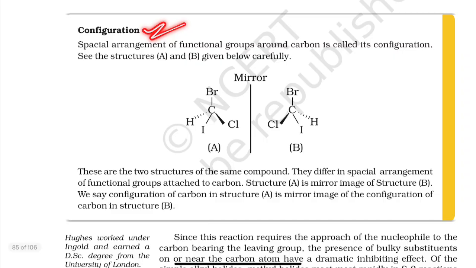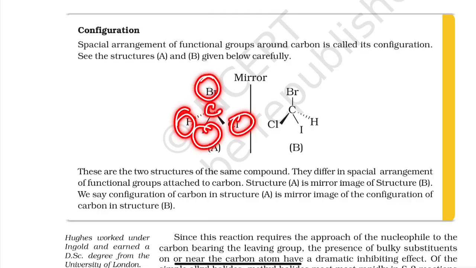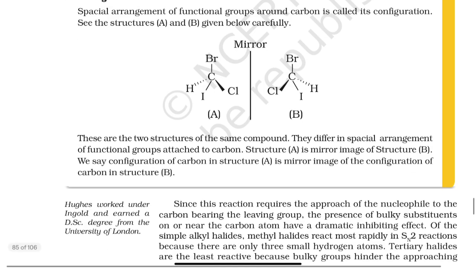And then configuration. What is configuration? The spatial arrangement of functional groups around carbon is called configuration. So this is the carbon atom. The arrangement of groups around it is called configuration.